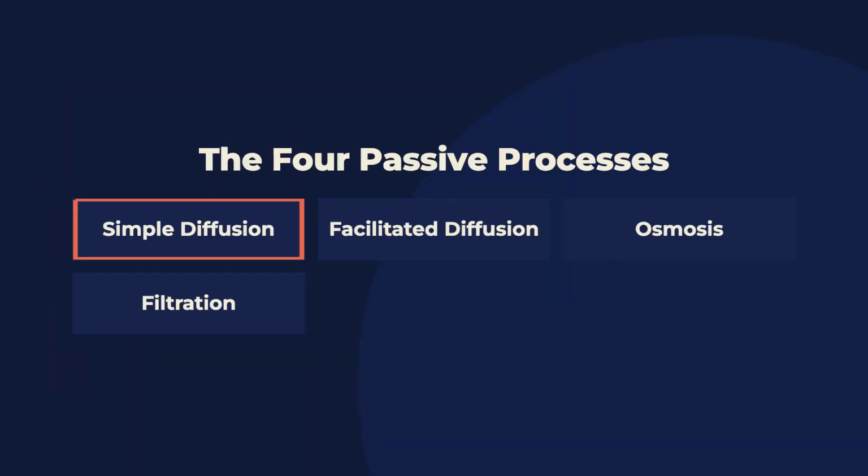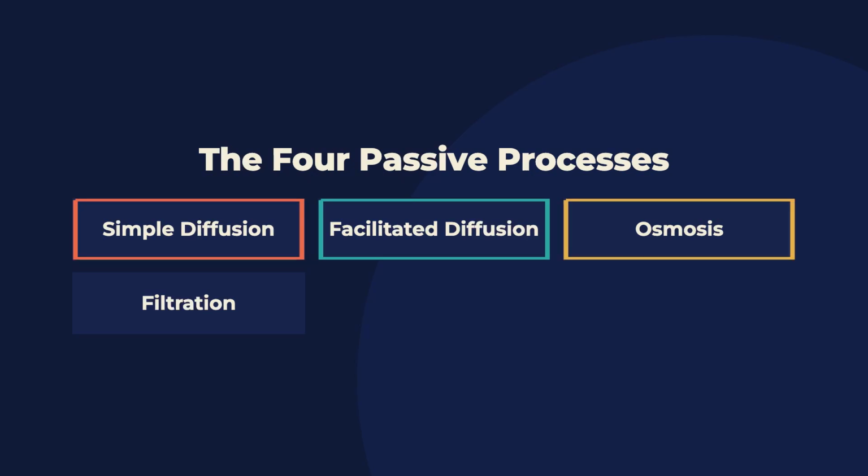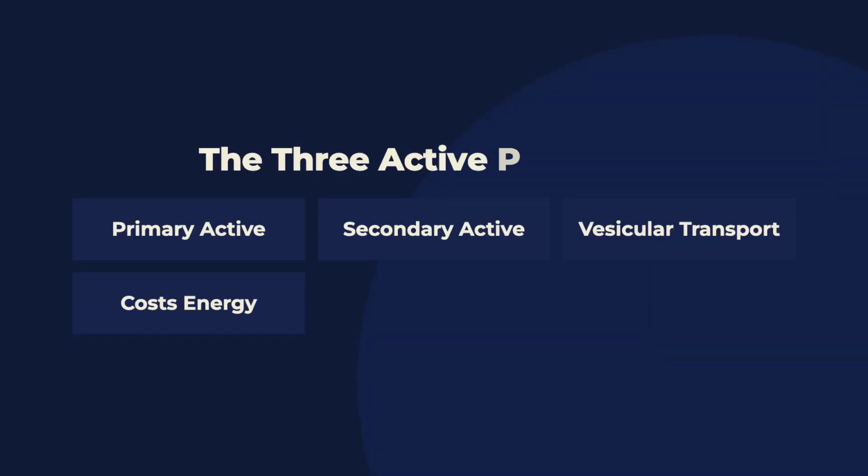4 processes are passive. Simple diffusion moves small non-polar molecules straight through the lipid bilayer, while facilitated diffusion uses a protein to move larger or polar molecules down their gradient. Osmosis moves water toward the more concentrated solution, and filtration pushes water and solutes by hydrostatic pressure, from higher to lower pressure. 3 processes are active.